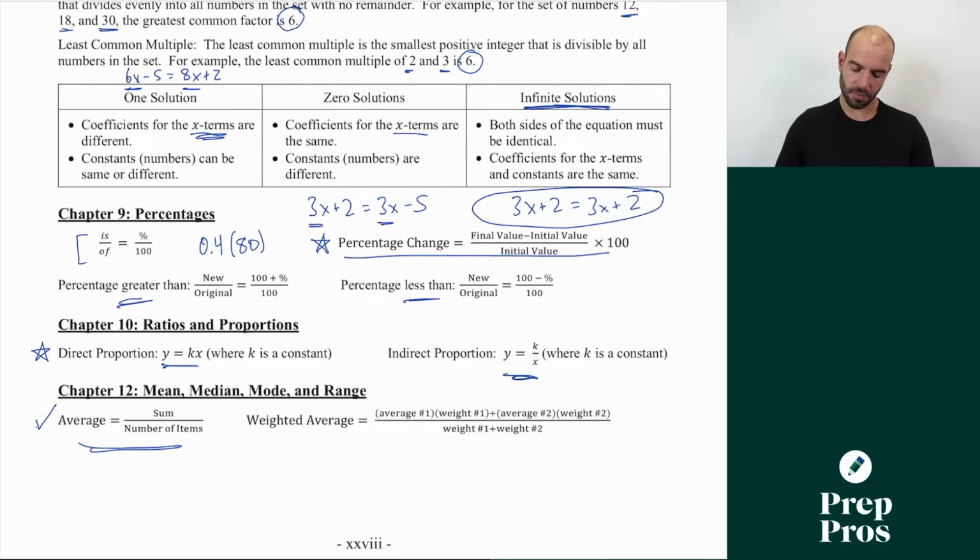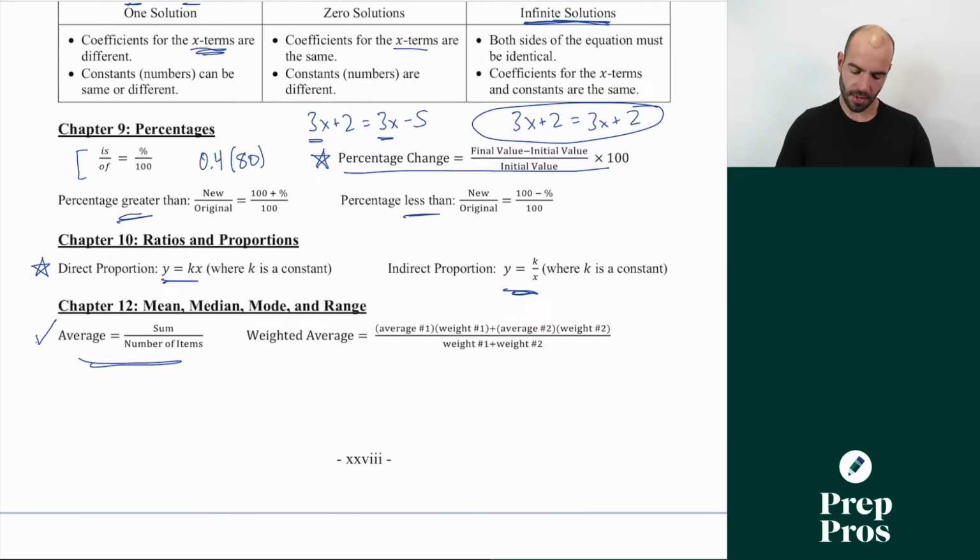So a weighted average would be something like, let's say I run for 10 minutes at a pace of 7 miles per hour, and then I speed up for the last 8 minutes of a run, and I go at 11 miles per hour. The question might be like, what's my average speed? So we basically have these different averages and these different weights here, which are the time.